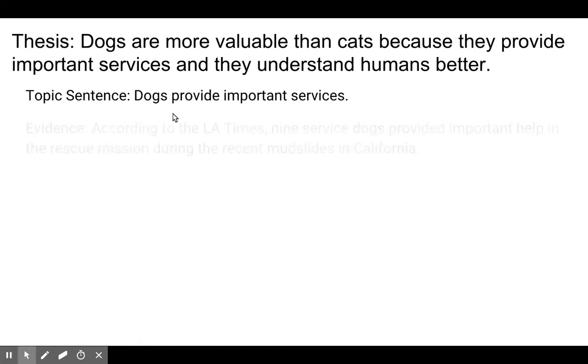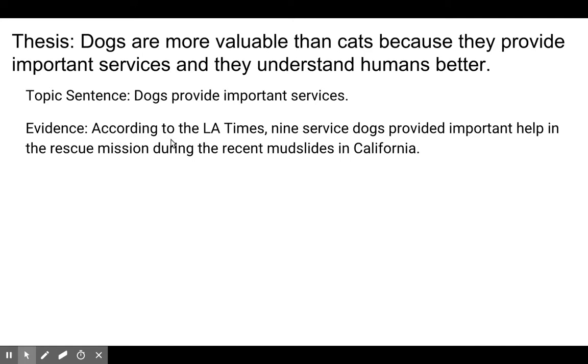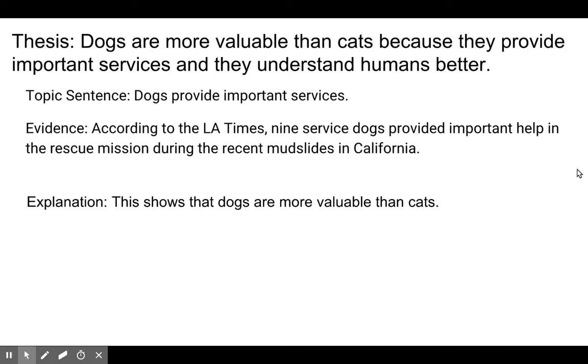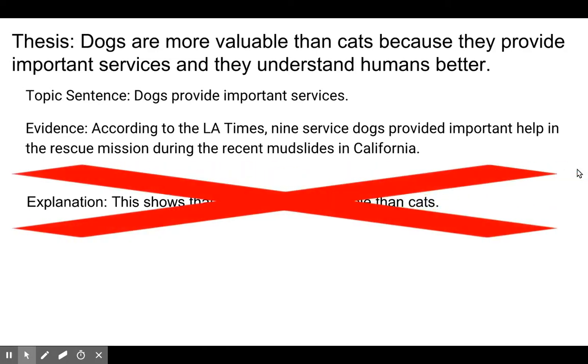Now, we did a lot of research and we found this good evidence. According to the LA Times, 9 service dogs provided important help in the rescue mission during the recent mudslides in California. So, how do we explain this evidence? This shows that dogs are more valuable than cats. Wrong! We never just say that our evidence shows our thesis. Remember, we have to explain how or why. This is the part of the essay where you show off your critical thinking skills.